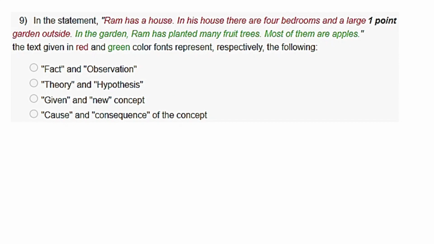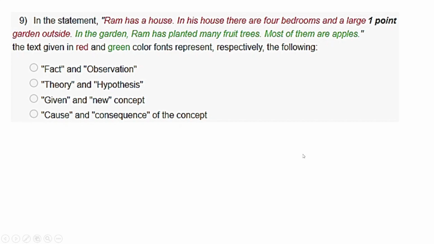Anybody who would like to take this question? The statement: Ram has a house. In his house, there are 4 bedrooms and a large garden outside. In the garden, Ram has planted many fruit trees. Most of them are apples. The text given in red and the green color fonts represent respectively the following. Anybody would like to take a guess?